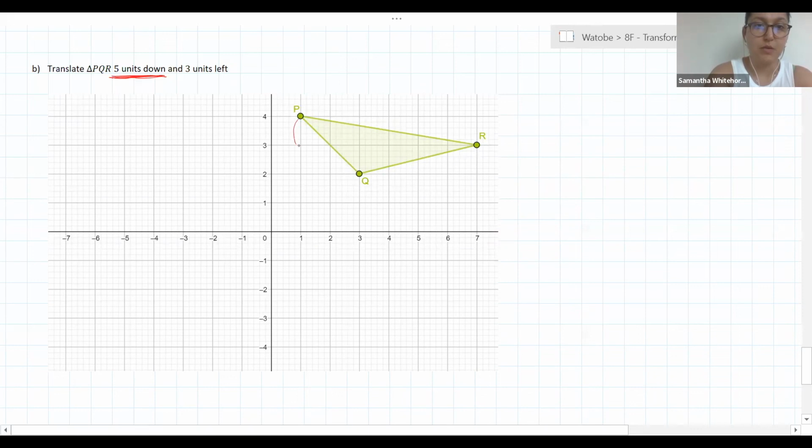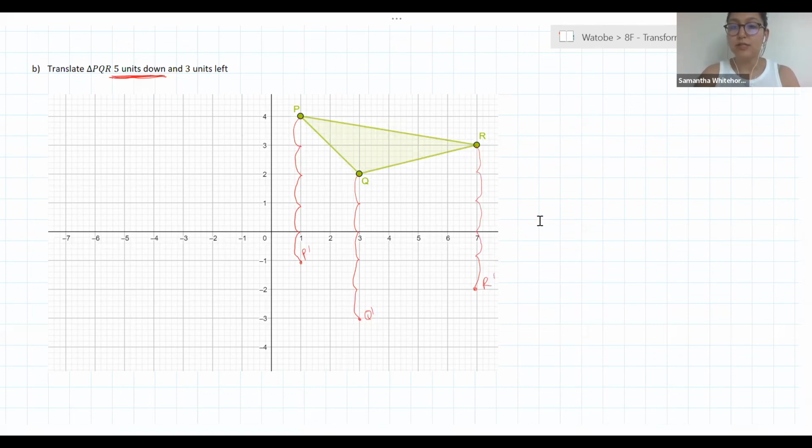I'm going to start with P. 1, 2, 3, 4, 5. So there's my first sort of P. And we're then going to go on to Q. 1, 2, 3, 4, 5. There's the Q. It's not my final Q. I'm going to get there. 1, 2, 3, 4, 5. And there's the new point R. I still need to go 3 units left.